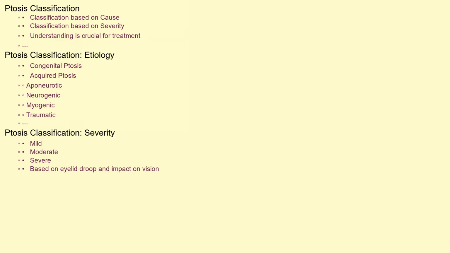Ptosis can be classified based on its cause and severity. We've already discussed congenital and acquired ptosis. Acquired ptosis can be further categorized into aponeurotic, neurogenic, myogenic, and traumatic ptosis, depending on the specific underlying mechanism. The severity of ptosis is typically described as mild, moderate, or severe, based on the amount of eyelid droop and its impact on vision. Understanding the specific type and severity of ptosis is crucial for guiding treatment decisions.